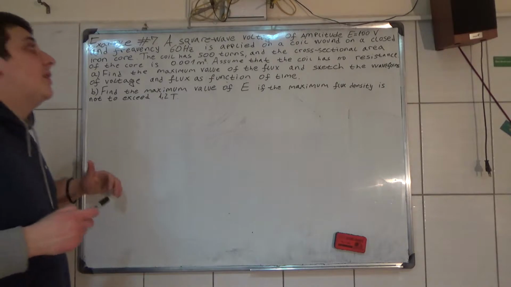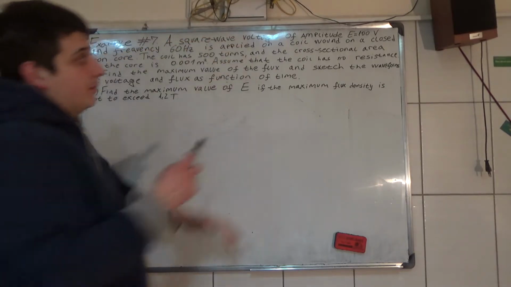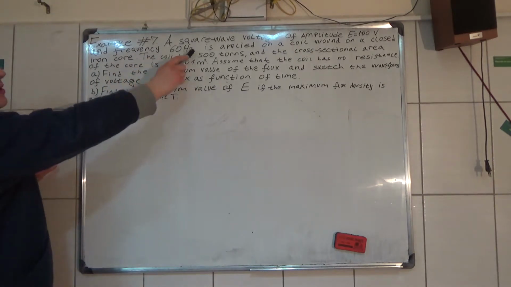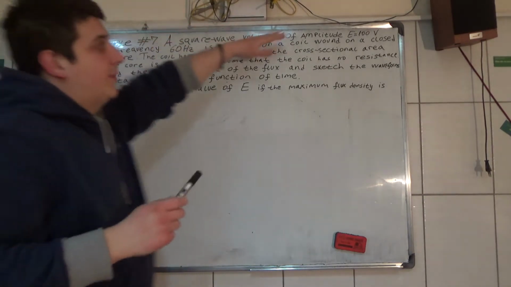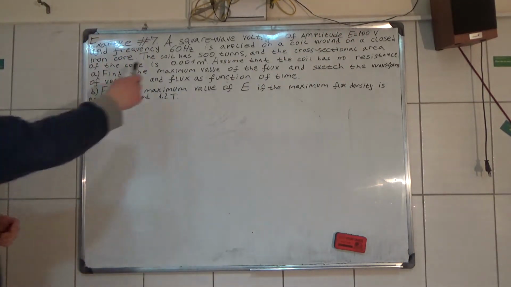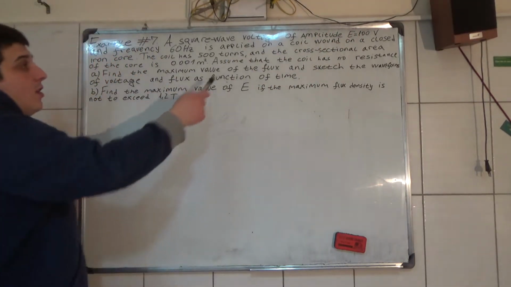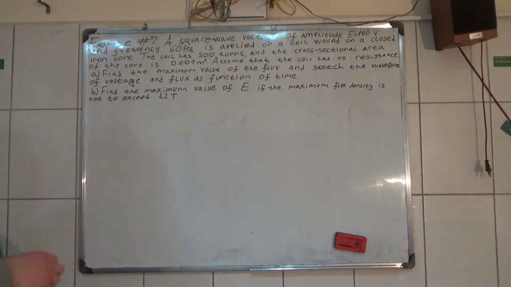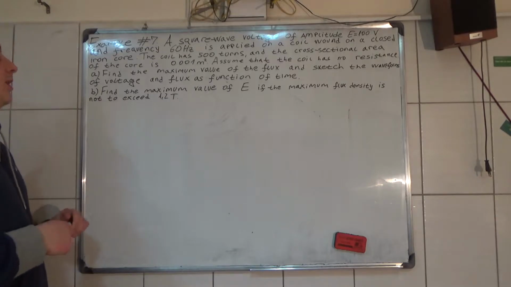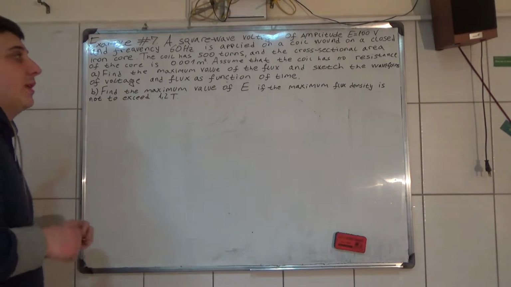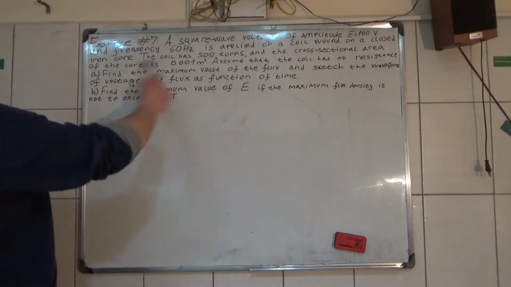Example number 7 says that a square wave voltage of amplitude E equals 100 volts and frequency 60 Hz is applied on a coil wound on a closed iron core. The coil has 500 turns and the cross-sectional area of the core is 0.001 meter squared. Assume that the coil has no resistance.